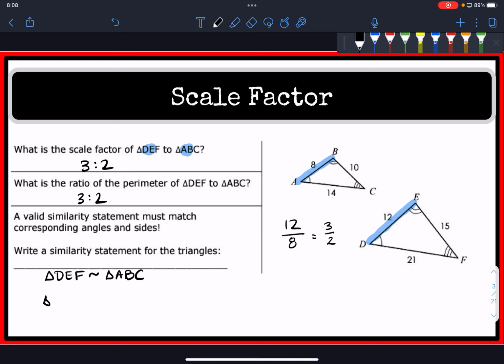Or if I start with a different angle and start with angle F, then to D, and then to E, I would have to look at the corresponding angles: F corresponds to C, D corresponds to A, and the last one, E corresponds to B. Again, D corresponds to A, E corresponds to B, and F corresponds to C. So if I rearrange them in that order, I have to put these letters in that exact same order by their corresponding angles.